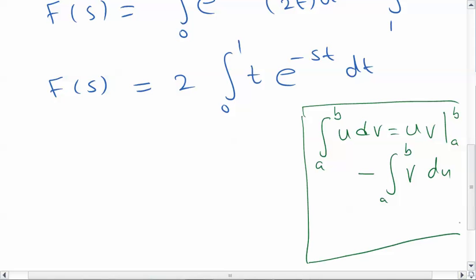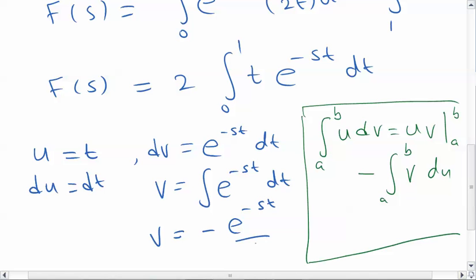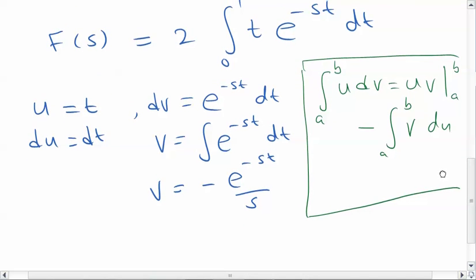So let's do this. Let me take u to be t, then du becomes dt, and let me take dv to be equal to e to the minus st dt. Then v is the integral of e to the minus st dt. Therefore v is equal to minus e to the minus st over s. Okay, so that's the integral here.